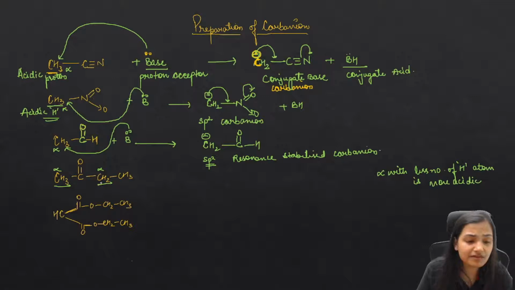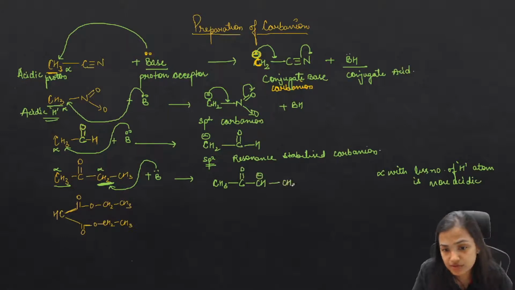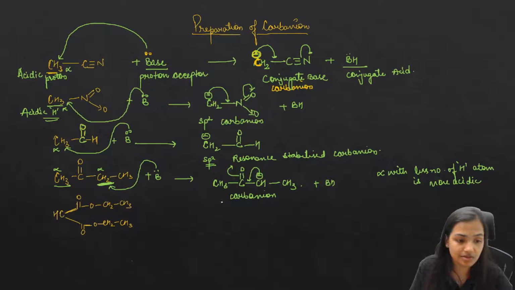Okay, so when we have an alpha carbon with fewer hydrogen atoms, this carbon is going to be more acidic. So when I take any kind of base, it will abstract this particular hydrogen, resulting in the formation of CH3 C double bond O, CH negative and CH3, and this is also resonance stabilized. I hope you got the point. So this is also our carbanion, which is resonance stabilized. This is the way we can get stable carbanions.